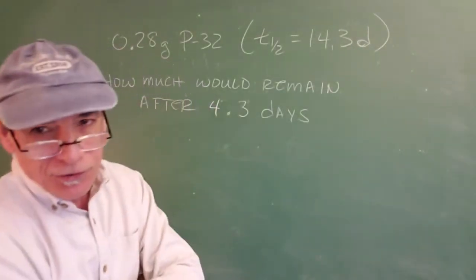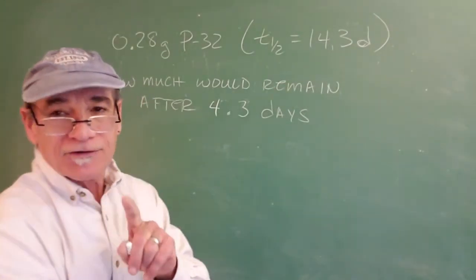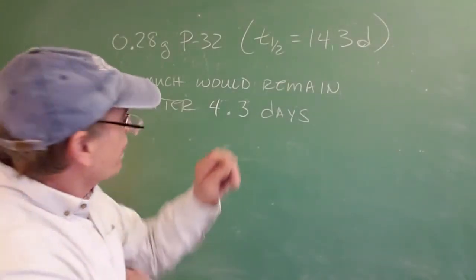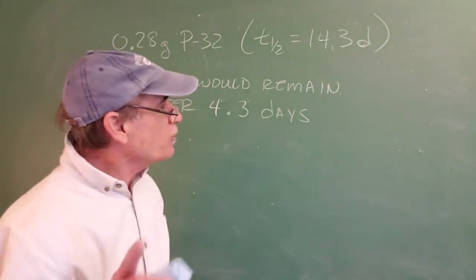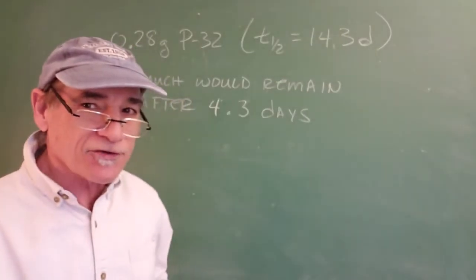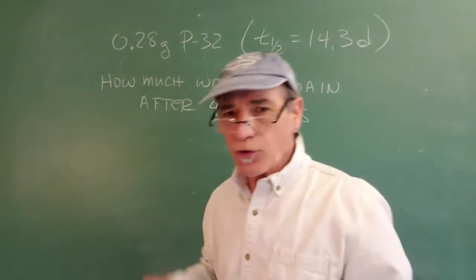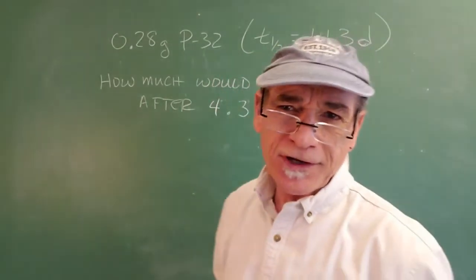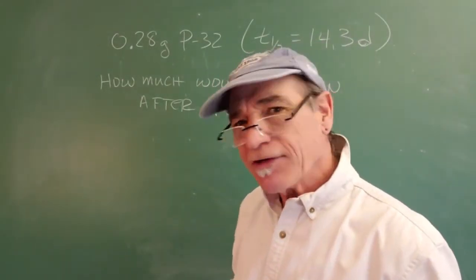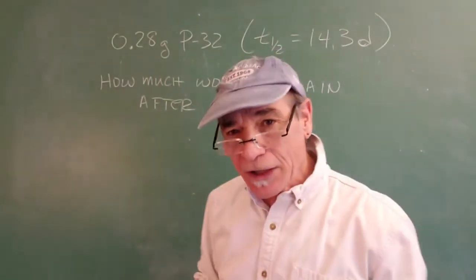Okay, in this example, I tried to incorporate both of the equations that we're going to use for first order kinetics. And so I chose a beta emitter, phosphorus 32. And we know a lot about phosphorus 32, it's got a half-life of 14.3 days. Suppose I'm working with phosphorus 32 and I order a sample of it. It comes in on Monday morning. So I've got a sample that weighs 0.28 grams of phosphorus 32 Monday morning.